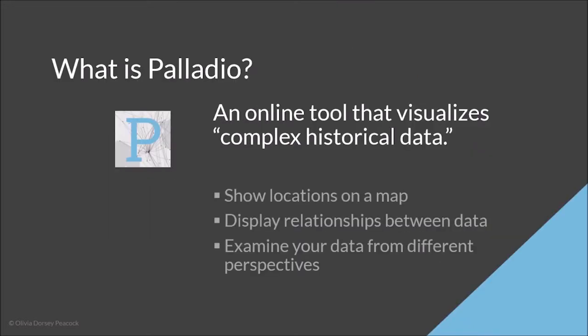Palladio is an online tool that allows you to visualize all kinds of historical data. It can, like I said, display relationships between your data, so you can think of that as being relationships between your people and your family or in these communities that you're researching. It also allows you to show locations on a map, and by being able to visualize this data, it allows you to examine all of your research and all of your data from a variety of different perspectives.